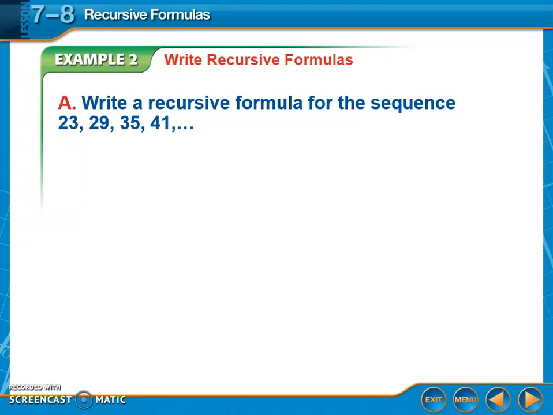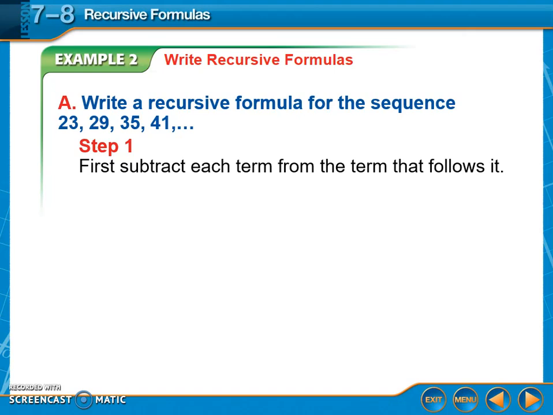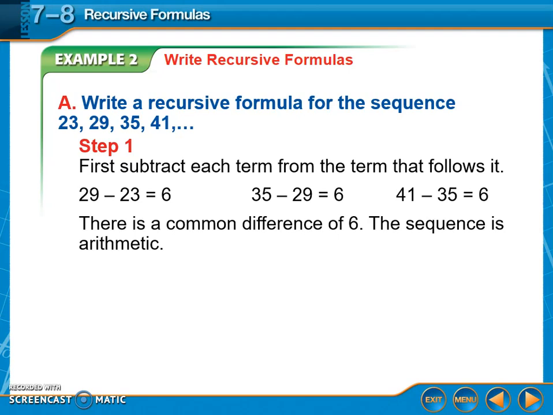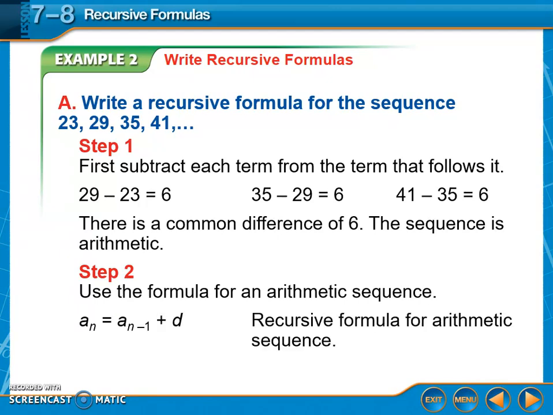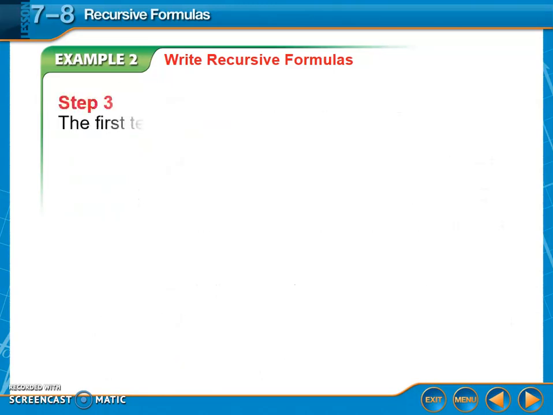So if I want to write a recursive formula for the sequence 23, 29, 35, and 41, the first thing we want to know is if this is geometric or arithmetic. So are we multiplying by a constant each time, or are we adding? In this, if we subtract each term from the term that follows it, we get 6. So there's a common difference of 6. Therefore, the sequence is arithmetic. So we're going to use our formula for an arithmetic sequence, which was a of n equals a of n minus 1 plus d. And so we're just putting in 6. And then that's our formula.